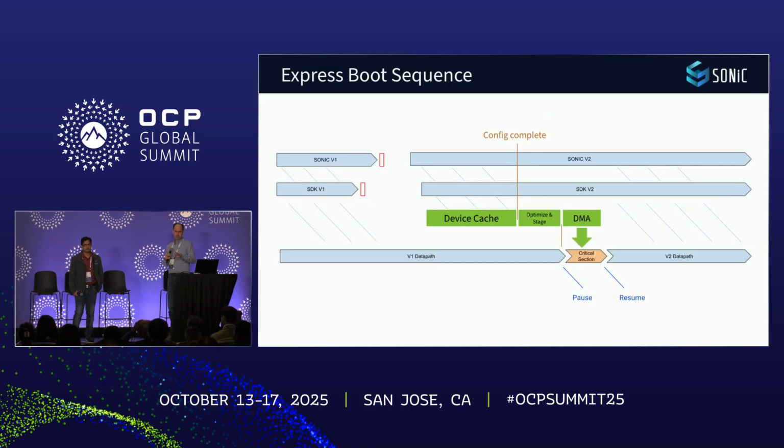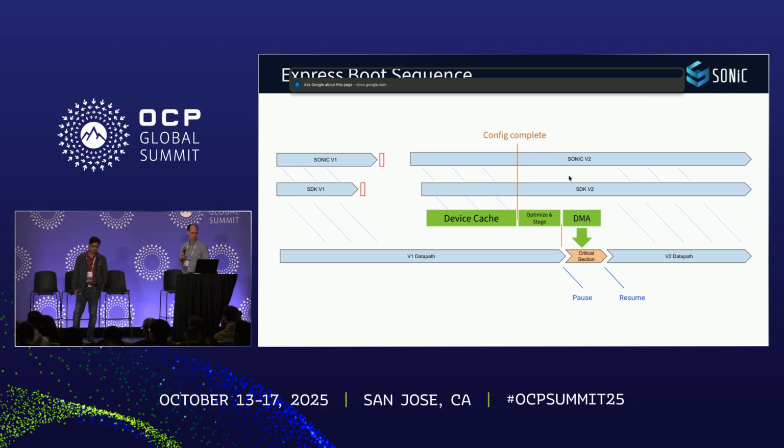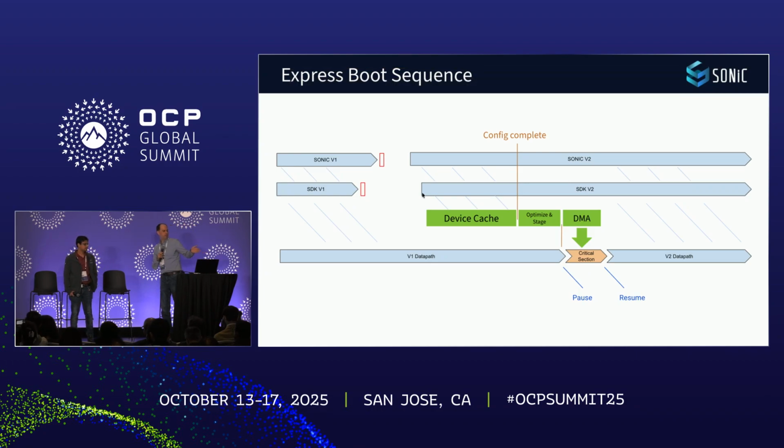So if you look at what's actually happening under the hood, in the sequence for the Express Boot, Sonic version 1 in this case, or it could be any NOS, but in this case it's Sonic, will be running over the SDK SAI version 1, and everything's happening very, very happy on the left side there. So what actually happens there is the Sonic version 1 will say, okay, SDK shut down, I'm going to shut down, but leave the device in a continuously forwarding state. So right now it's still forwarding packets in the V1 data path.